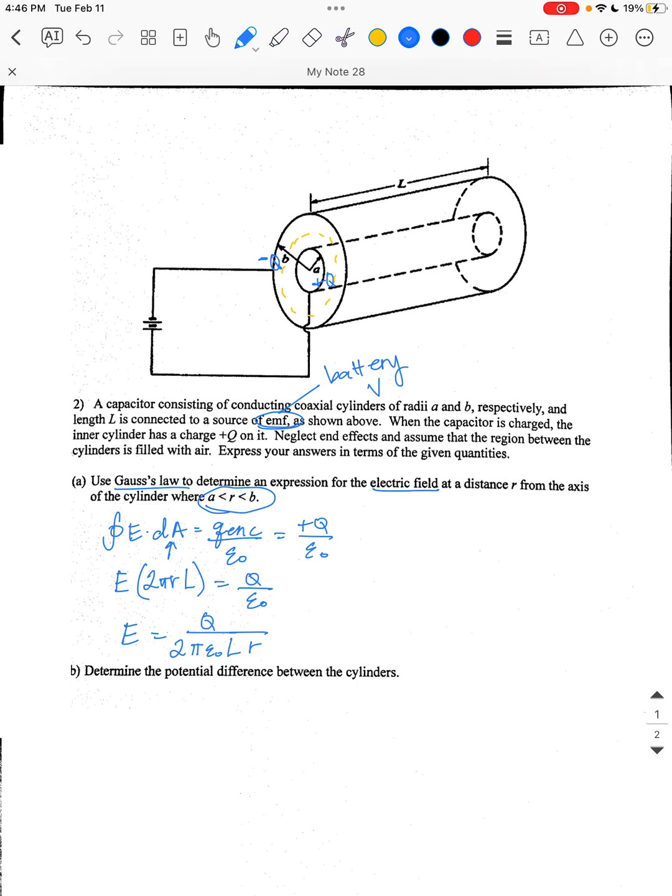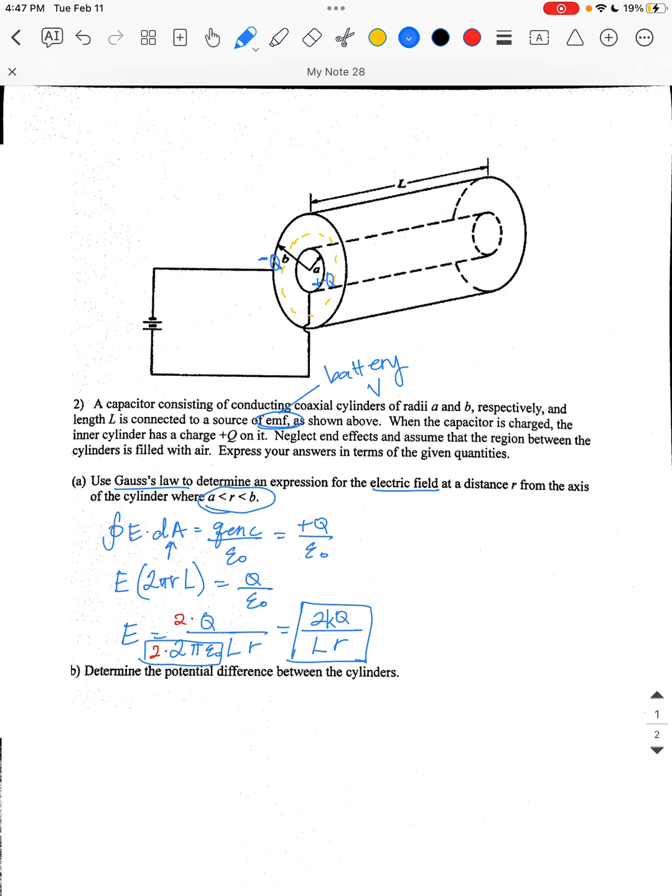What I'm going to do here to get rid of all these values and make things easier is multiply top and bottom by 2. Why am I going to do that? Because I want to get K as my variable rather than 2 pi epsilon naught in the denominator. That gives me a 2Q in the numerator, and then this 4 pi epsilon naught in the denominator gives me my K variable. So 2KQ over L R. And this is going to be my electric field within the capacitor.